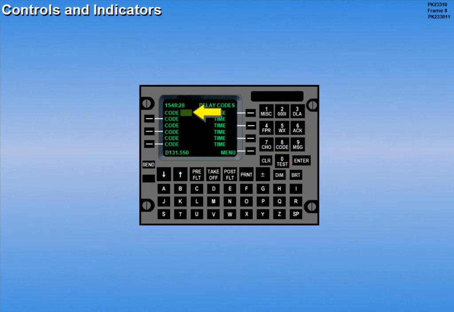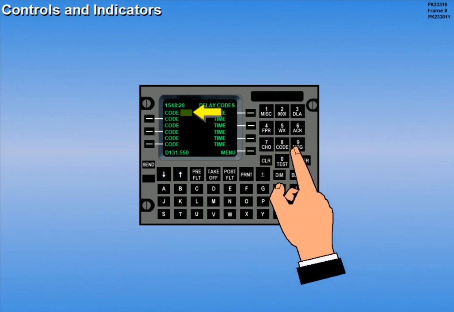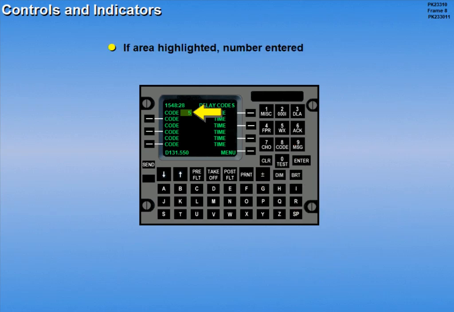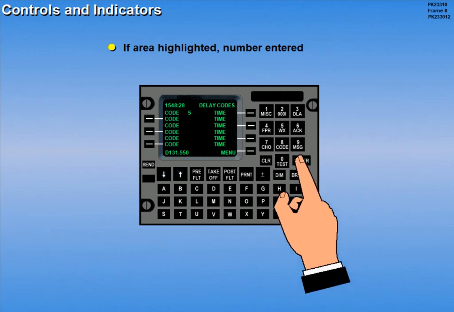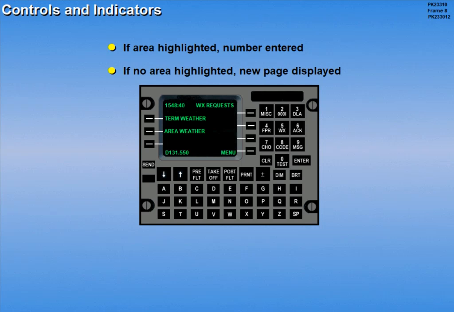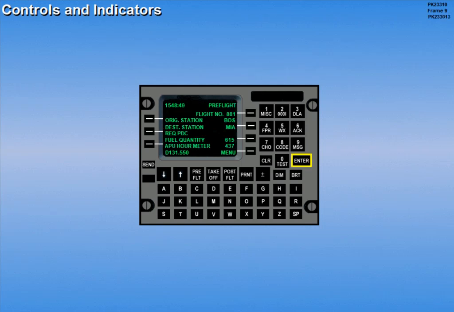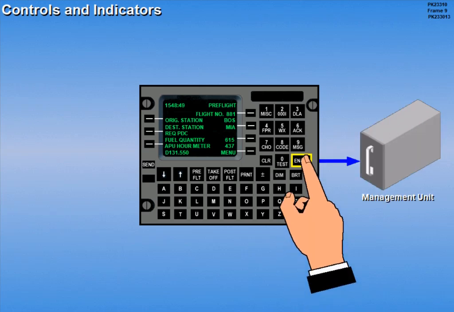If an area is highlighted on the display and a numeric key is pressed, the corresponding number appears in the highlighted area. If no area is highlighted and any numeric key is pressed, a new page appears on the control unit display, except for the number 4 key. The enter key transfers data, which has been entered with the alphanumeric keys, from the display to the management unit.